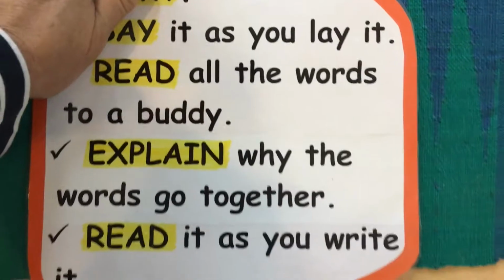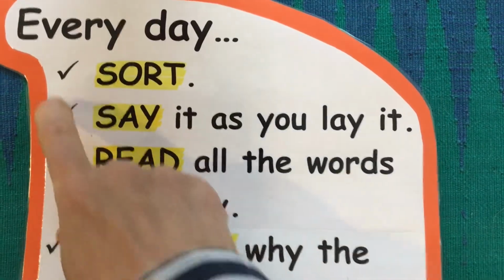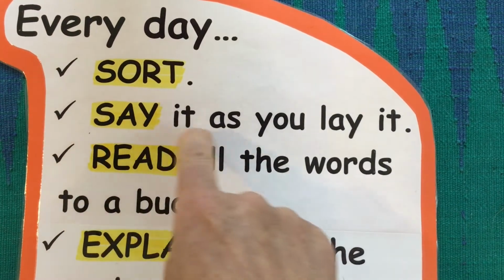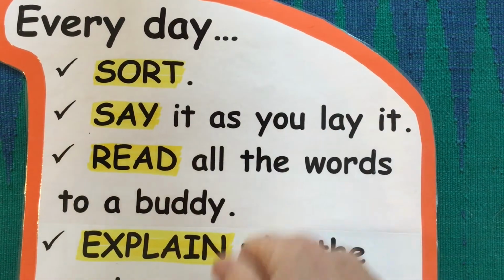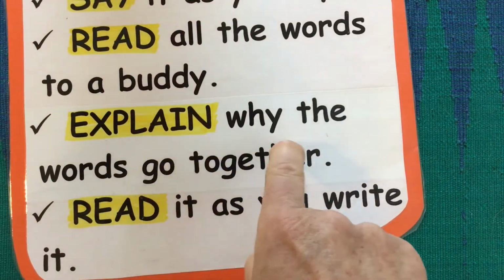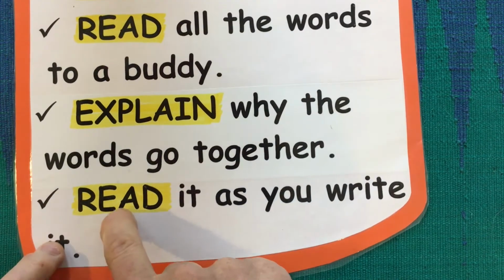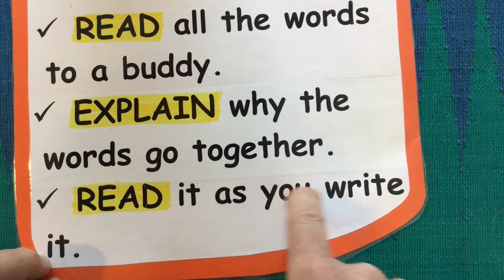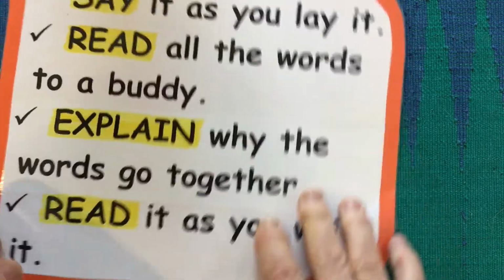But what the students do every single day with these words, every single day, they sort the words. That is, they're going to sort the words onto this sorting mat according to the feature that we're looking for. They say it as they lay it, so they're going to say the words while they're sorting. Then they read all the words to a buddy. They explain why the words go together. And then when it says read it as you write it, it just means that whenever you're doing an activity that involves writing the words, you want to be sure to be reading them also. So let me go ahead and show you how this works.